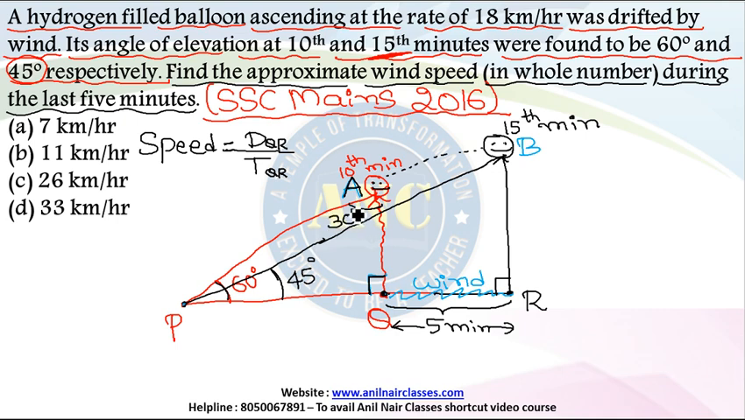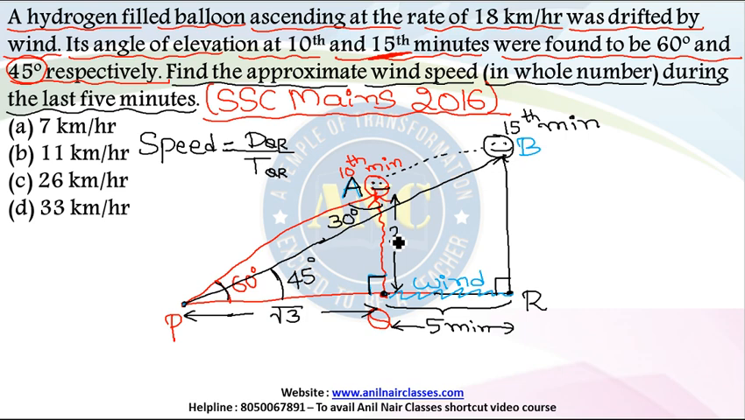We know the ratio of the sides of a 30, 60, 90 triangle. Opposite to 30, if I assume the side as 1 unit, then opposite to 60 this side will become root 3 units. But instead of taking root 3 here, opposite to 30, instead of assuming it as 1, I will assume it as root 3 units. If opposite to 30 is root 3, then opposite to 60 will be 3.